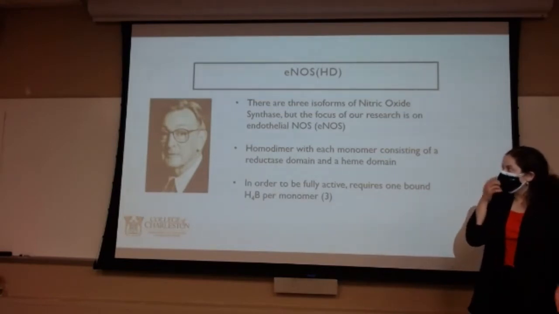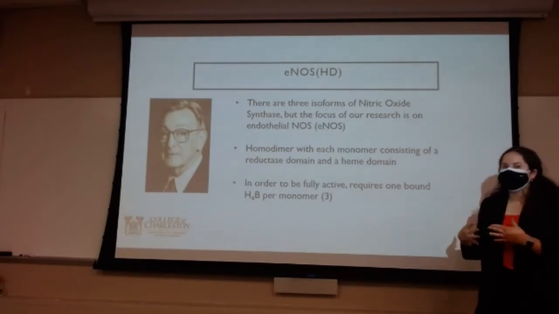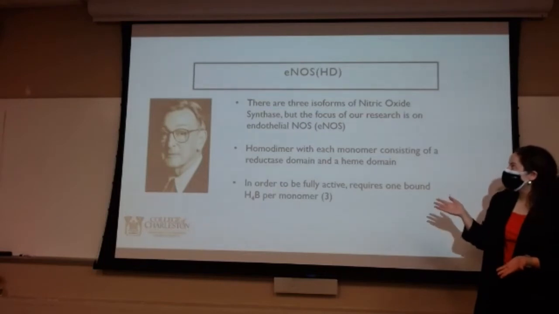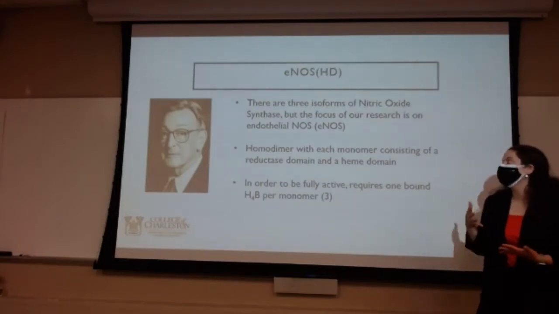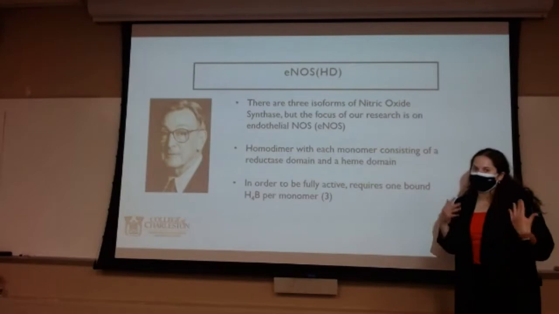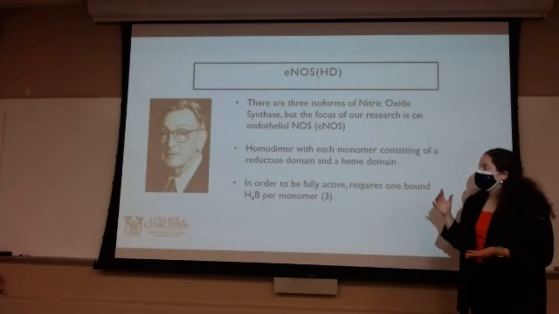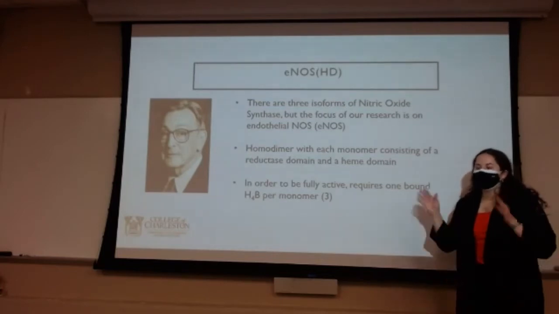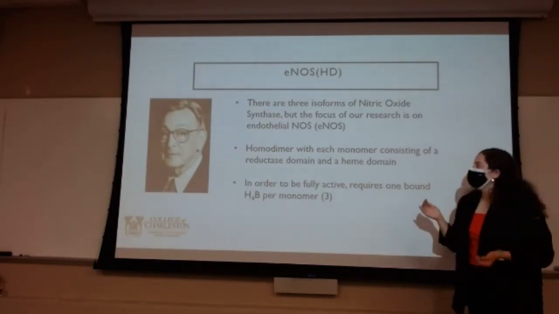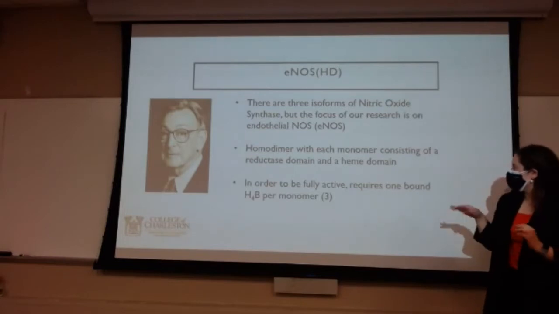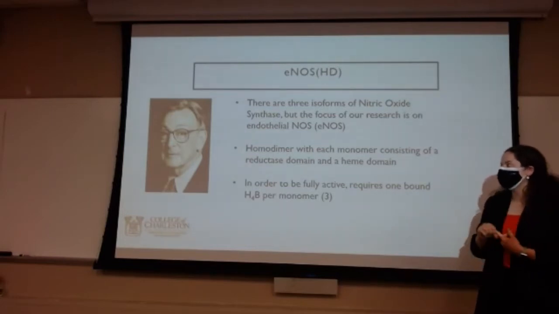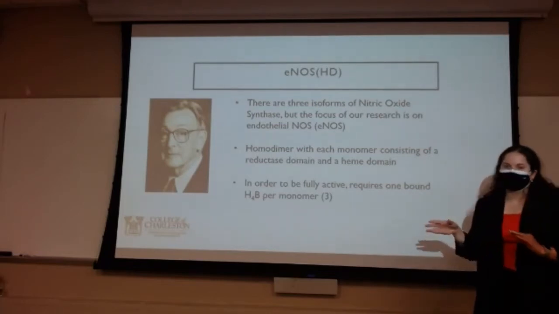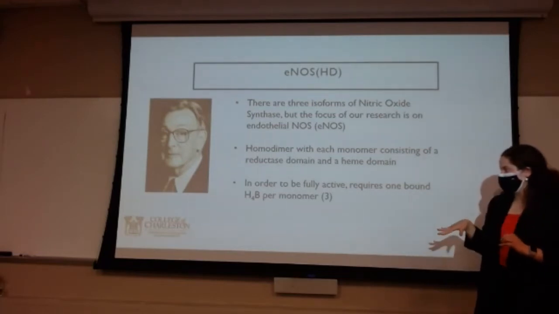But my focus, eNOS, is what is responsible for producing that nitric oxide. There are 3 isoforms of nitric oxide synthase, but the focus of our research is on endothelial nitric oxide synthase, the one that has to do with the cardiovascular system. The protein itself is a homodimer. Homo means same, dimer is 2. So it's basically just 2 pieces of the same protein stuck together. Each monomer consists of a reductase domain, which is responsible for supplying an electron, which I'll explain later, and a heme domain, which has a little iron that's part of the structure too.